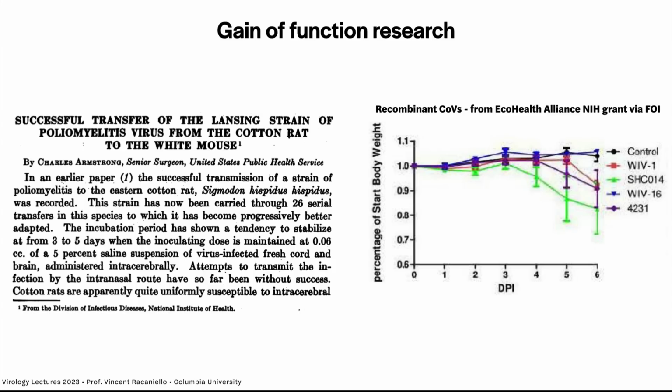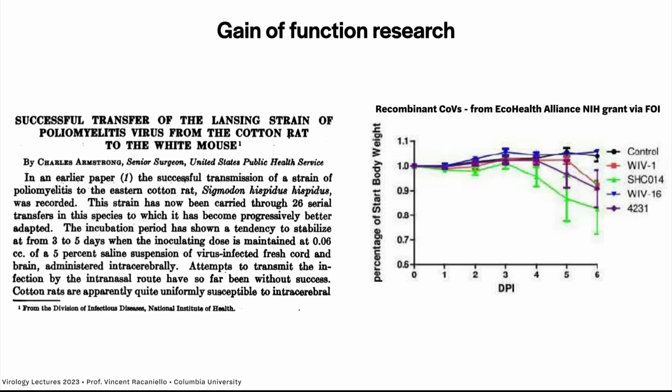So on the left is a 1939 paper where they took poliovirus, which doesn't paralyze rodents, and they passaged it in rodents many times until they got a variant that could now infect rodents and cause paralysis. So that's a gain of function. You give the virus a new function. That's the old way of doing it.